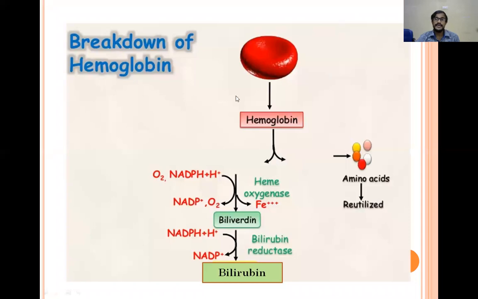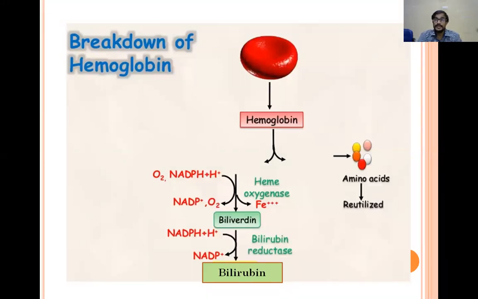So here you can see the RBC as a cell turnover, as a normal body cell turnover. The RBC will get lysed in the reticuloendothelial system, and the hemoglobin will come out into the bloodstream. And this hemoglobin is cleaved into heme and globin. And this heme is converted to biliverdin and bilirubin, the pigments. And this globin is nothing but the amino acids.